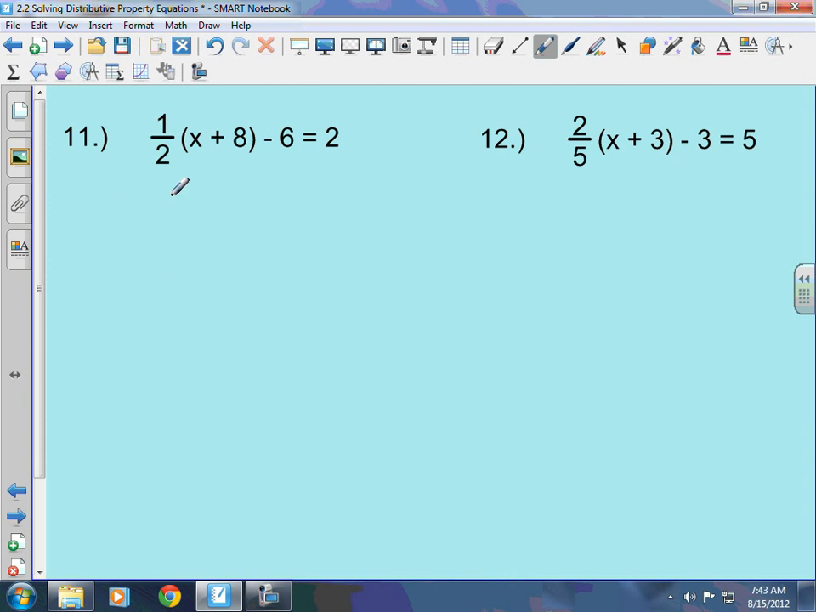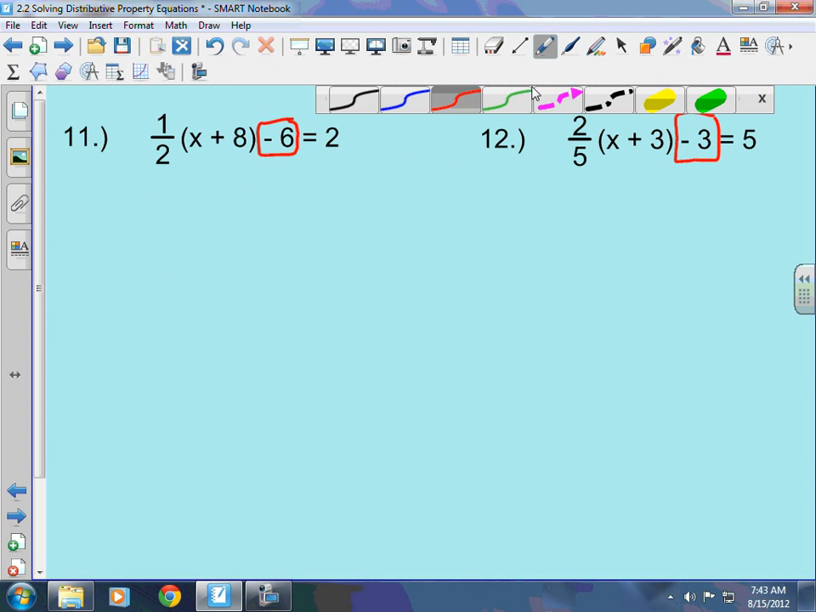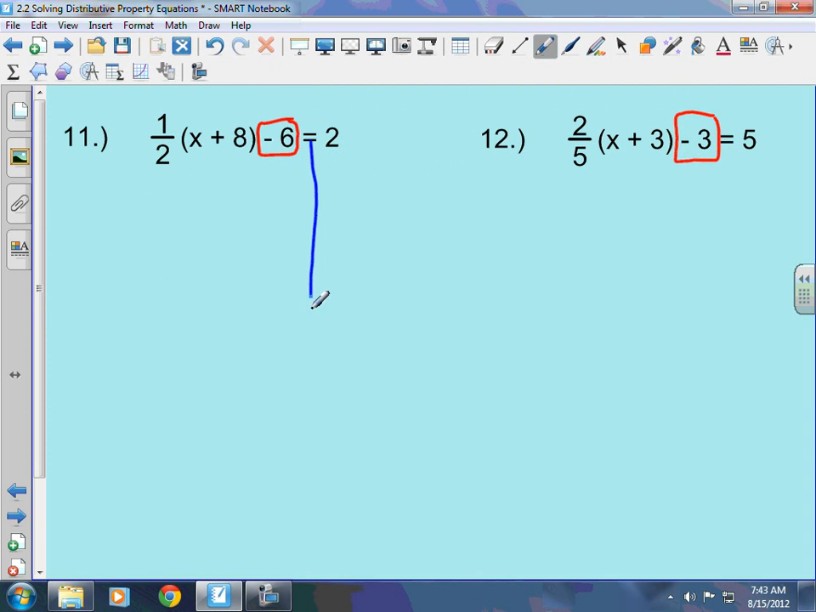Okay, let's look at number 12. Now, please pay attention. I've told you the first thing you do with a fraction is multiply both sides by the bottom number of the fraction. However, if you have a constant, a number all by itself, you have to move that first before you can get rid of your fraction. I have a constant. That means I have to add 6 to both sides first. So, 1/2 times x plus 8 equals 8.